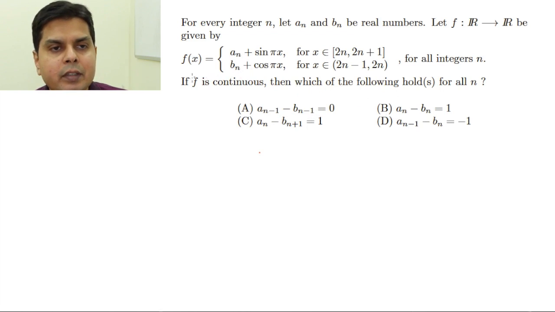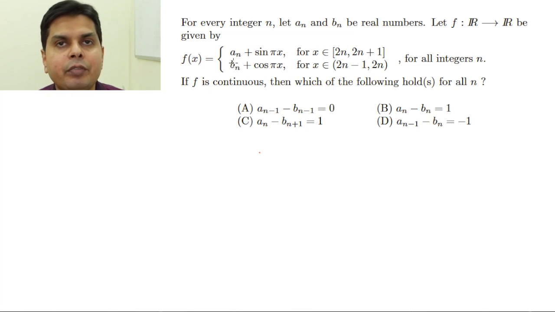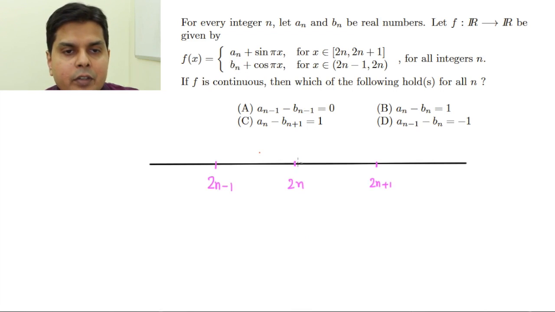This question is basically saying that this function is a continuous function, and this function has been defined in two different ways. For an interval starting with, say, an even number, like 6 to 7 or 8 to 9, for those kinds of intervals, this is the formula for the function, an plus sine pi x. Those intervals starting from odd, that is, for say 5 to 6 or 3 to 4 or 7 to 8, this is the formula.